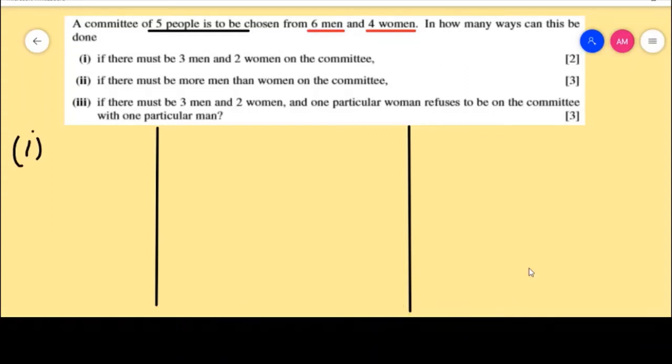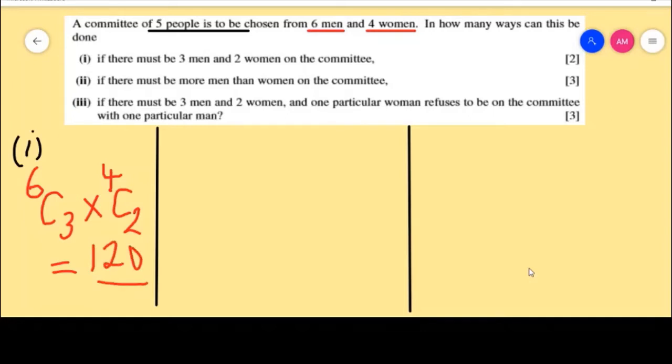So I need 3 men, so I'm going to go from the 6 men, I'm going to choose 3. Multiply by 4 women. From the 4 women, I'm going to choose 2. And if I do that on my calculator there, I see that I get 120.